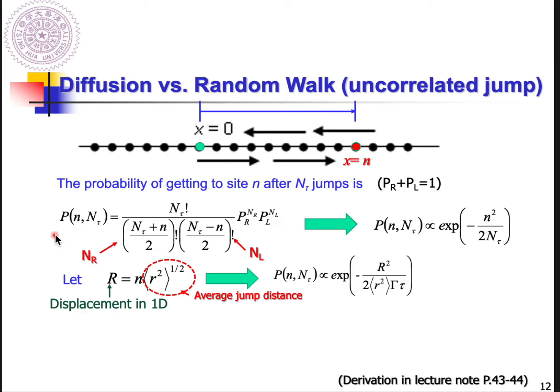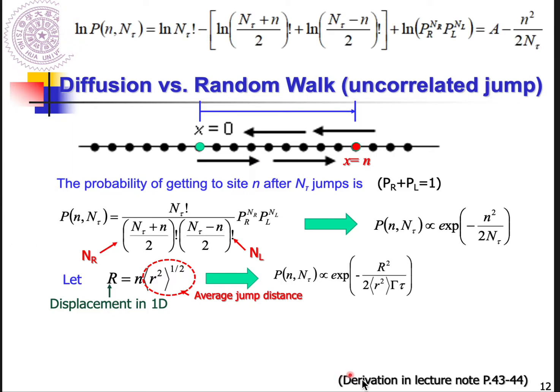Okay, so now you have the probability. In order to get these results, you can check the lecture notes on pages 43 to 44. We can take a log on both sides, then we can solve this equation. It can be equal to this one. So we get that the probability is proportional to the exponential of this term. You need some mathematical help to get these results. Okay, so now we have that the probability is proportional to this exponential term.